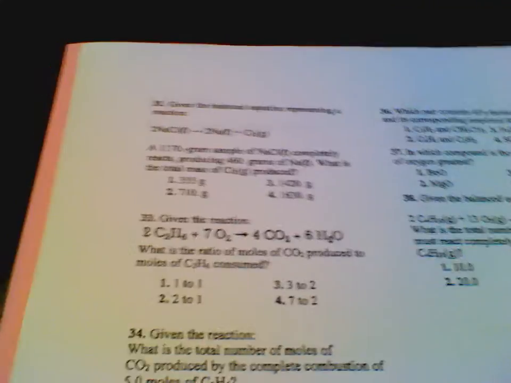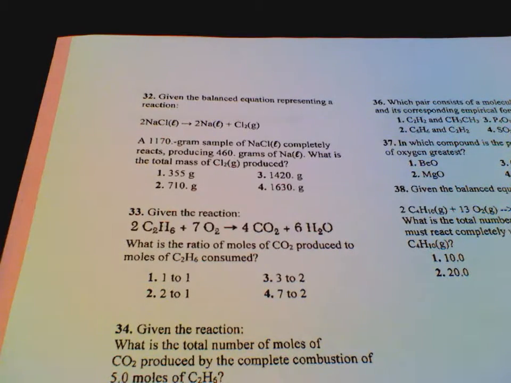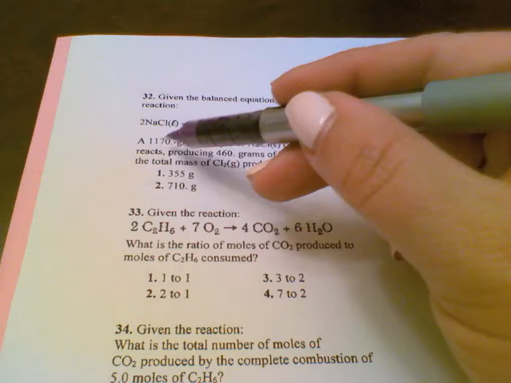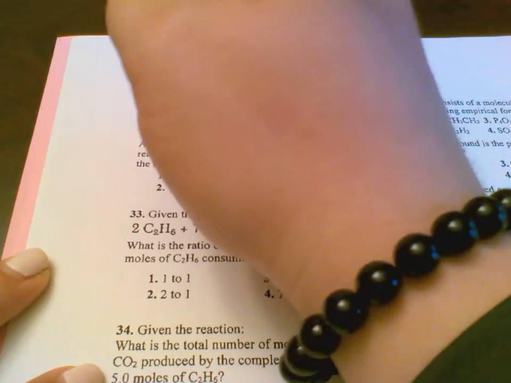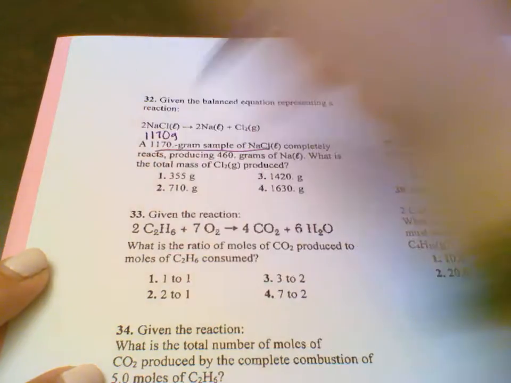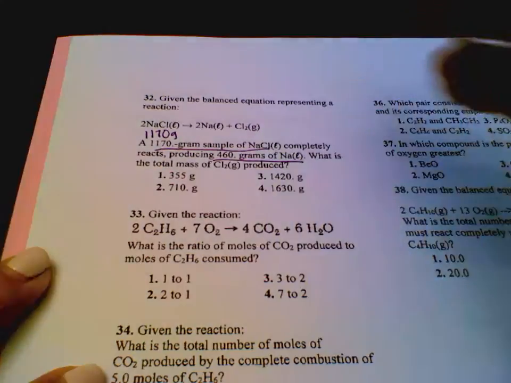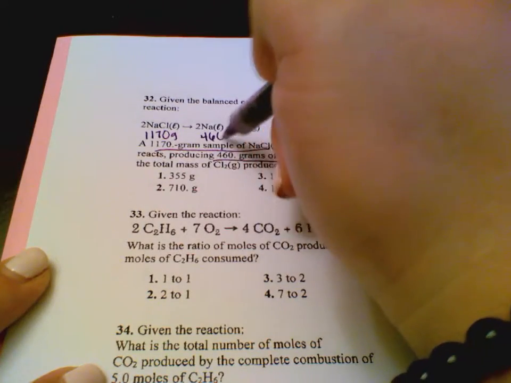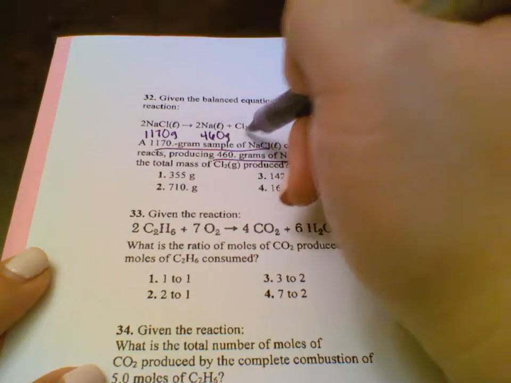Almost. 38. Given the balanced equation representing a reaction, I have a 1,170 gram sample of NaCl. So I'm going to note that. I have 1,170 grams of that, and it completely reacts, producing 460 grams of Na. So 460 grams of that. And they want to know the total mass of Cl. So how much of that?